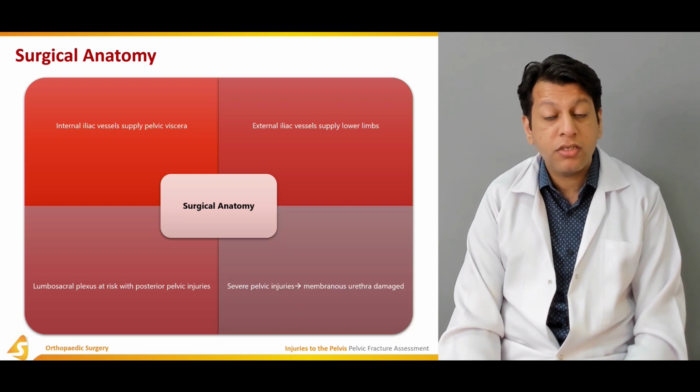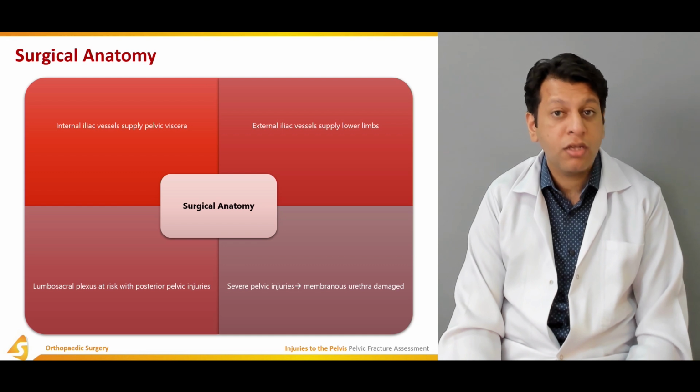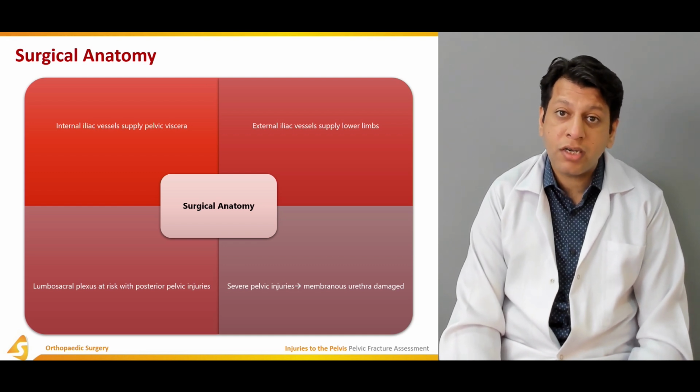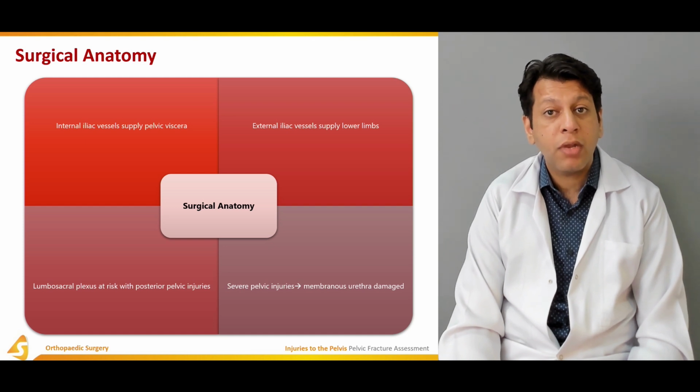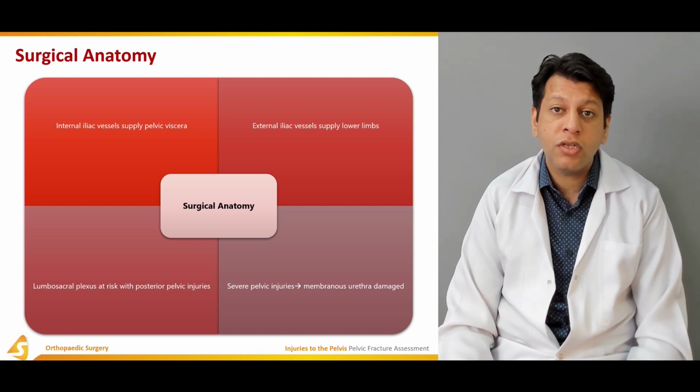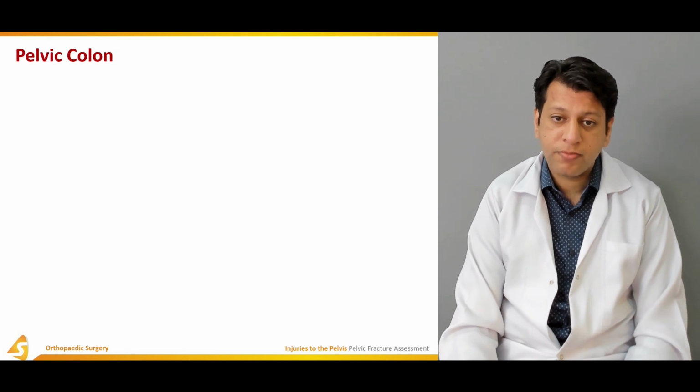Severe pelvic injuries may disrupt the membranous urethra. There may be associated arterial and venous injuries. There may be associated lumbosacral plexus injuries, which may eventually lead to nerve palsies.